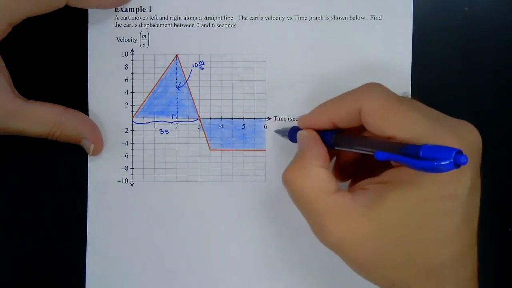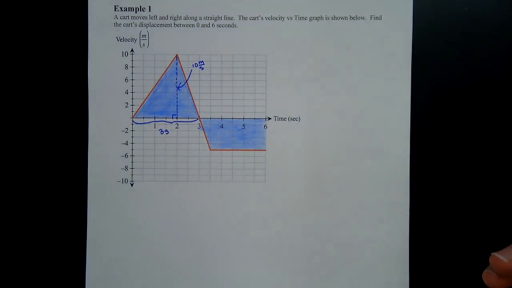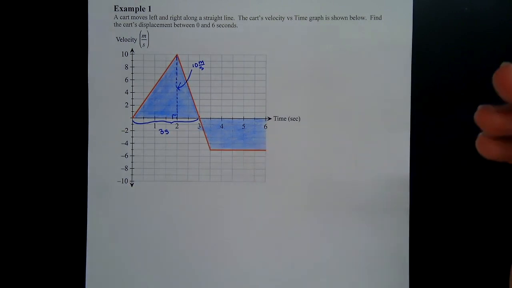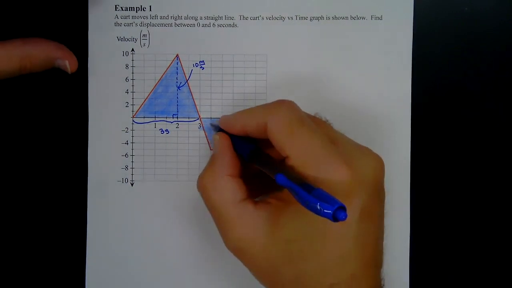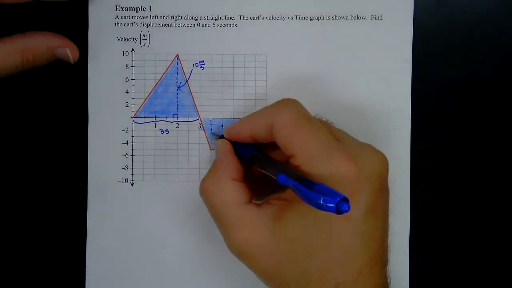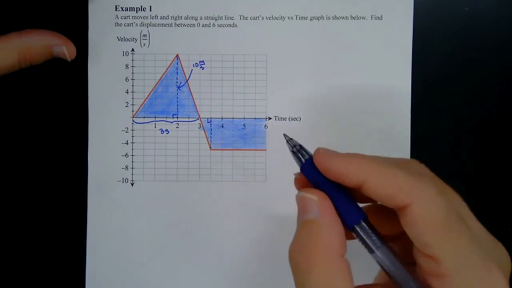I also need to get this area. There's more than one way to do this. If you know the area of a trapezoid, you could do that, since this is a trapezoid. I kind of doubt most of us remember that, but that's okay. So we could break this up into a little right triangle and then a rectangle. That's how I'm going to do it.